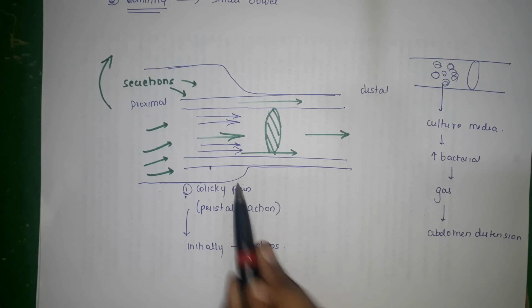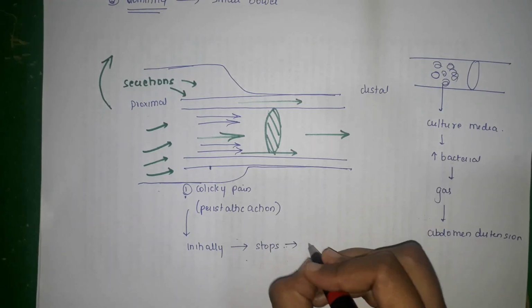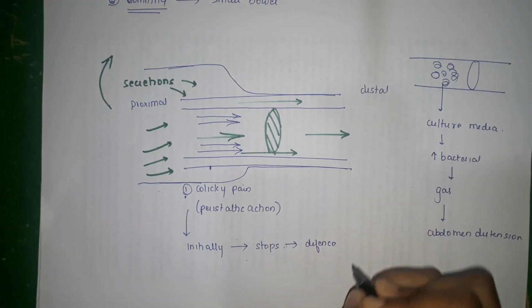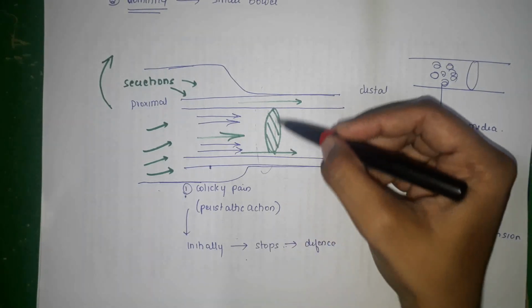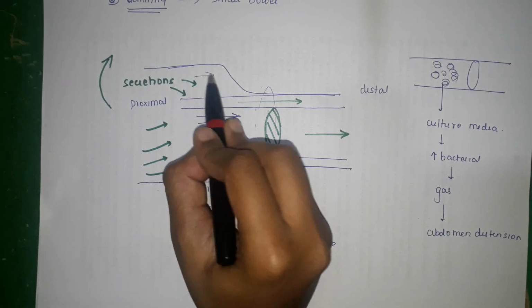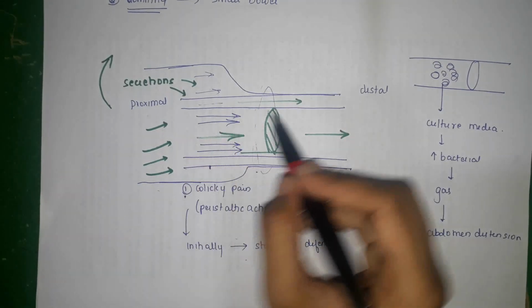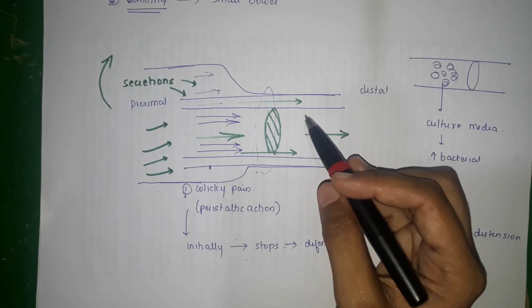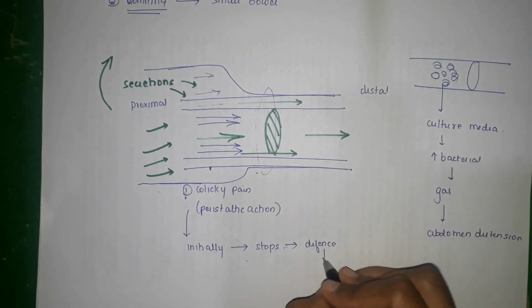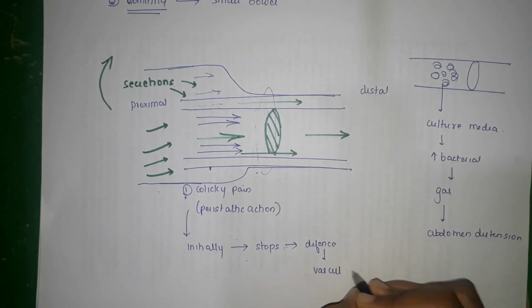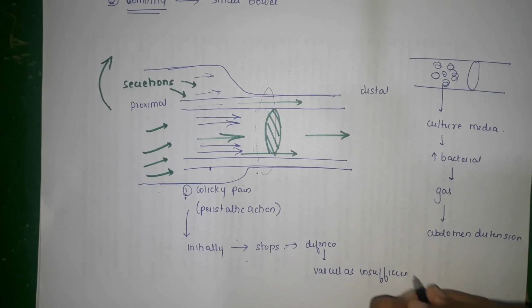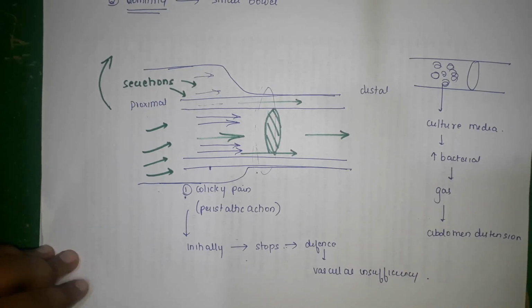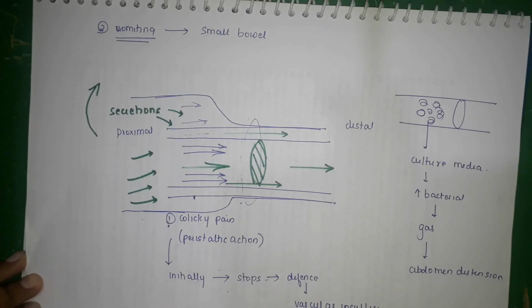stoppage of peristaltic action is mainly a defense mechanism. It is to prevent the vascular insufficiency occurring at this part of the junction. If peristalsis continues against obstruction, there will be vascular insufficiency. So to prevent this, the peristaltic activity stops. Okay, so these are two things which occur.